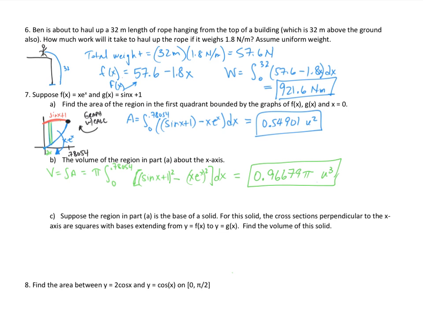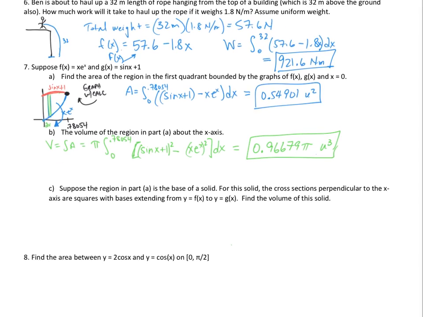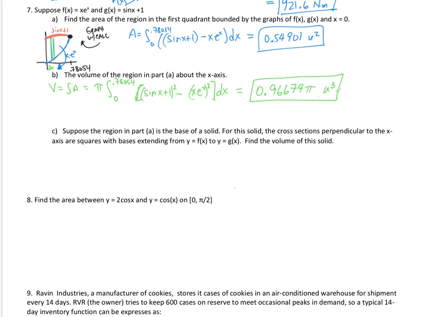All right, moving on to part C. Let's move this up and take a look here. In part C, we are given that the region in part A is the base of a solid. For this solid, the cross sections perpendicular to the x-axis are squares with bases extending from f of x to g of x. Find the volume of the solid.